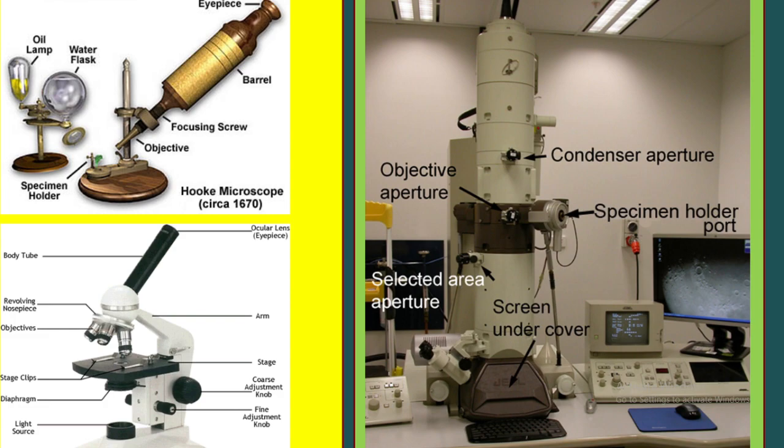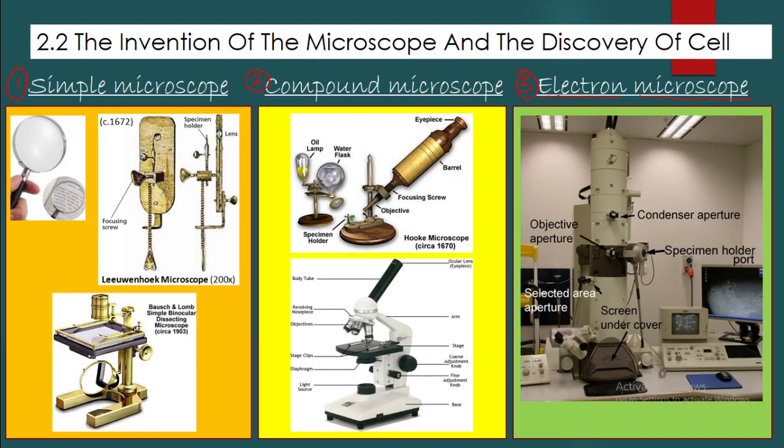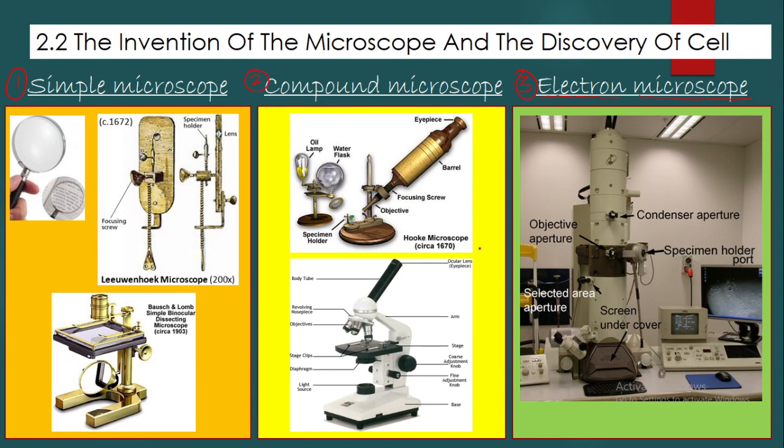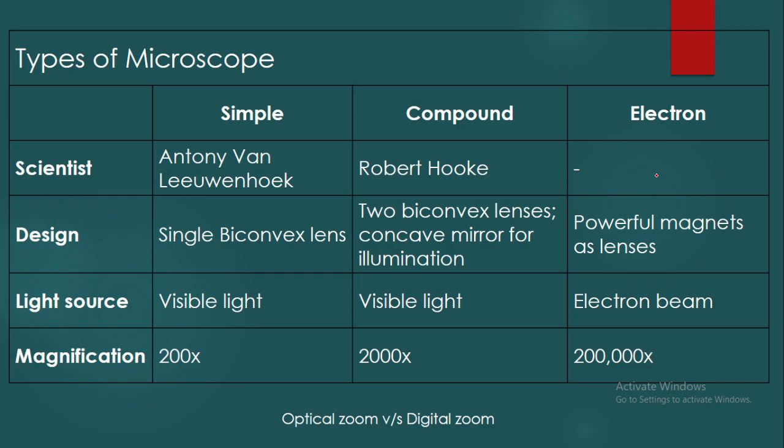With an electron microscope, we are able to visualize very small structures, even inside the cell. Nanometer resolution, we can see that. And we will summarize simple microscope, compound microscope, electron microscope.